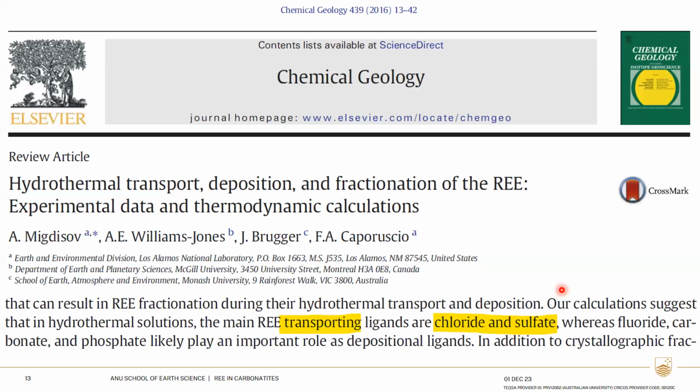Okay, and all of those papers that claim that you have fluids that can transport stuff, very often they cite the series of papers by Migdisov and Williams-Jones, where they say that you can transport the rare earth elements with chloride and sulfate. Yet we know that if you take lanthanum chloride and put it in a bucket of water, it dissolves. Same thing with sulfate. But what is often missed is that fluoride, carbonate, and phosphate deposit rare earth elements. And it's just the second part of the same sentence.